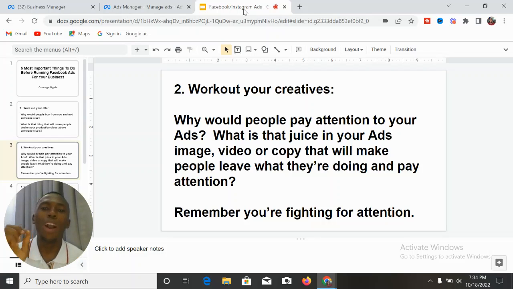Second one is that you have to work out your creatives. The thing about running adverts on Facebook and Instagram is that people do not come on these platforms to look for adverts. Okay? Nobody comes on Facebook or Instagram and says, let me look for adverts. No. People are on these platforms to interact.